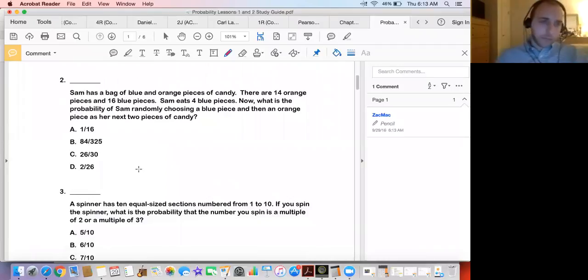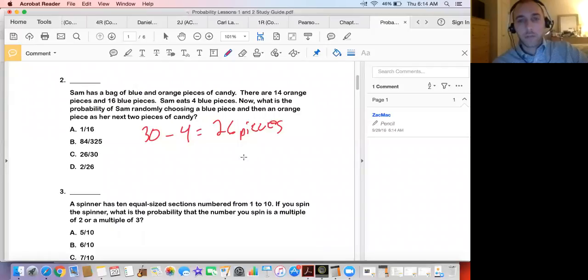Moving on. Sam has a bag of blue and orange pieces of candy. There are 14 orange pieces and 16 blue pieces. Sam eats 4 blue pieces. Now, what is the probability of Sam randomly choosing a blue piece and then an orange piece as her next 2 pieces of candy? So, how many pieces of candy total do we have? First thing we need to know, 14 plus 16, that's 30. But then, she eats 4 blue pieces. So the new total, minus 4, is 26 pieces.